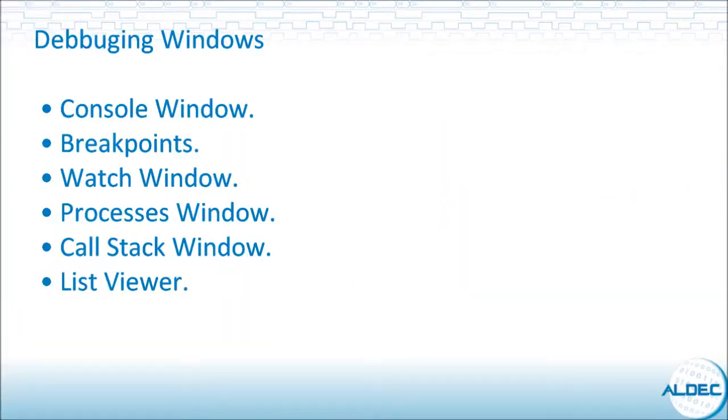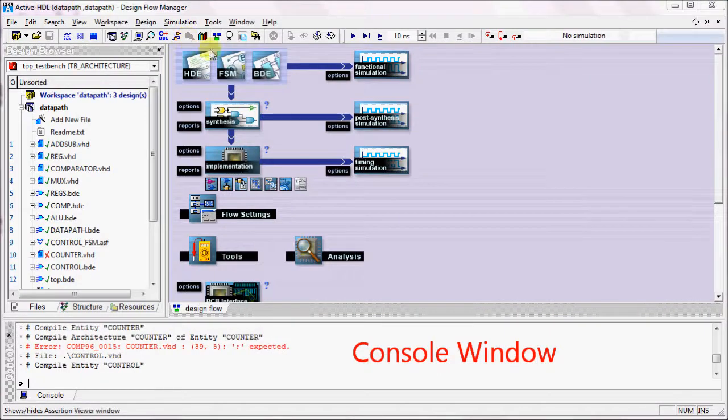In this presentation, we are going to look at various debugging windows that are available inside Active-HDL. The first debugging window is the console window. The console window serves a lot of purposes, which include displaying error and warning messages.